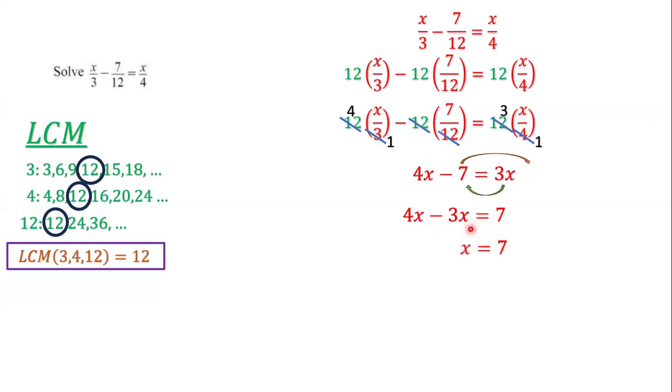And 4x minus 3x is definitely x. And so we have x is equal to 7. And x is equal to 7 is the answer to this linear equation. And that's our answer to this question. x is equal to 7.